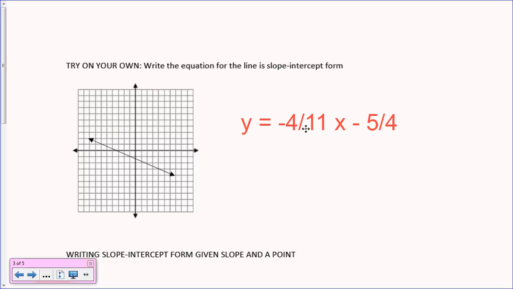Okay, so here's what I got. I got -4/11, because I used this point and this point right here. So I had to go down 4 and then over 11. And then my y-intercept, I'm definitely past negative 1, like almost a fourth of the way into the next one. So I said it was negative 5 over 4.